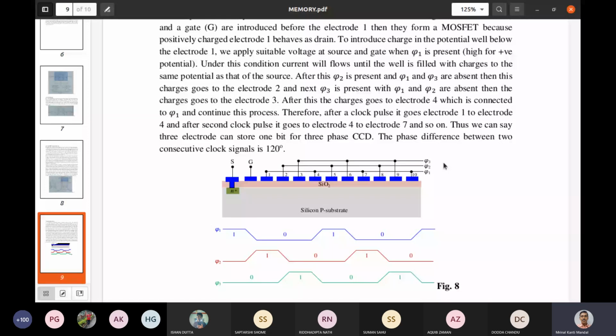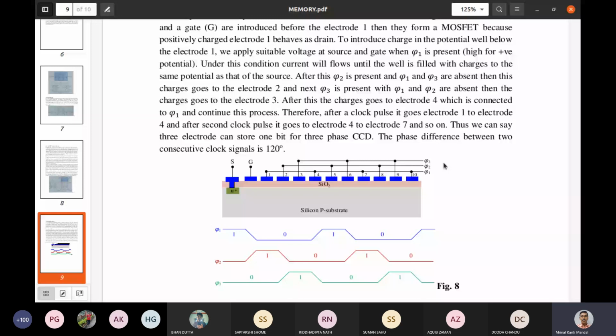Now how to introduce the charge? That will depend on your input signal. That input signal can be given with the arrangement by introducing a source and a gate. So here you see we have considered a silicon P substrate on which a layer of SiO2 dielectric is given. After that, electrodes are produced. These electrodes may be considered as aluminum electrodes or some alloy.